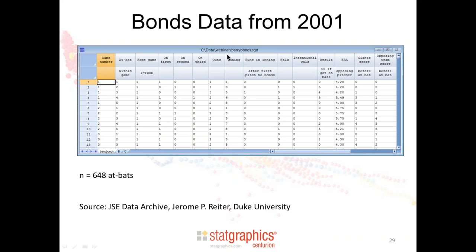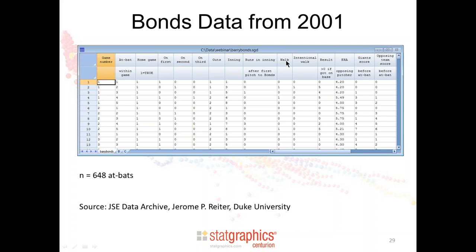We also know how many outs there were when he came to bat. If you're not familiar with American baseball, you get three outs in each of nine innings, and you can see there's also a column for the innings. We know how many runs were scored in that inning after and including when Barry came to bat.